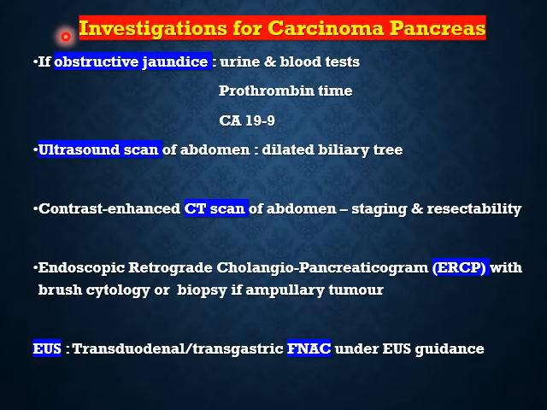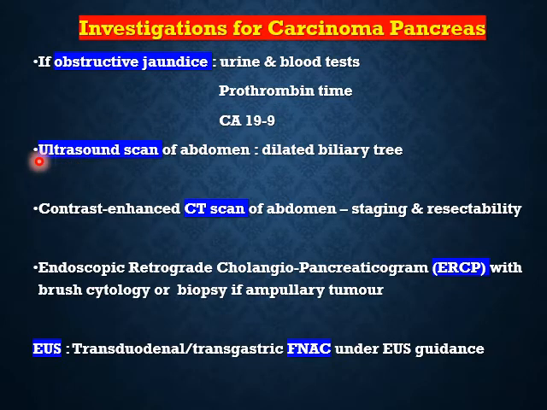Okay, what are the investigations for carcinoma of the pancreas? Blood tests, especially if the patient has obstructive jaundice, urine and blood test, liver function test, looking for confirmation of the obstructive jaundice, the prothrombin time, which may be prolonged in obstructive jaundice patients, and very important is to do a CA19-9, which may be elevated in carcinoma of pancreas.